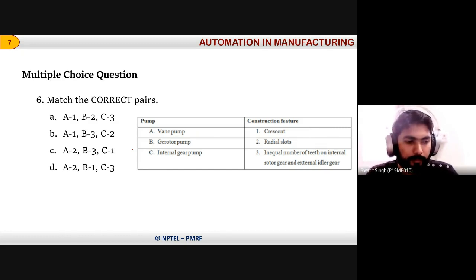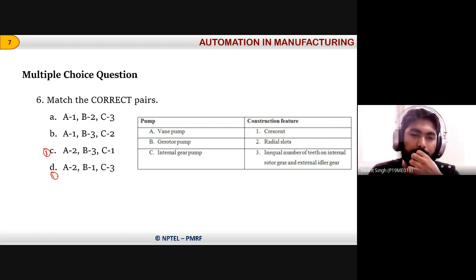Okay, we got one answer, C. Vikas is saying D. One more answer. C. So two people are saying C and one is D. The answer is C. So why C? Let's match. Why not D? I know there must be a confusion, so we'll discuss it.